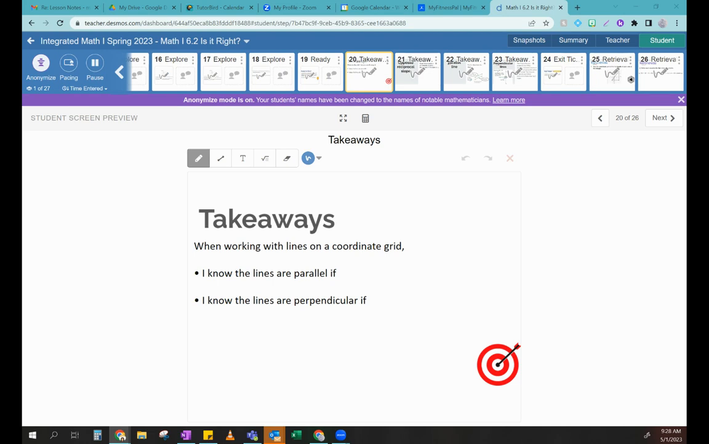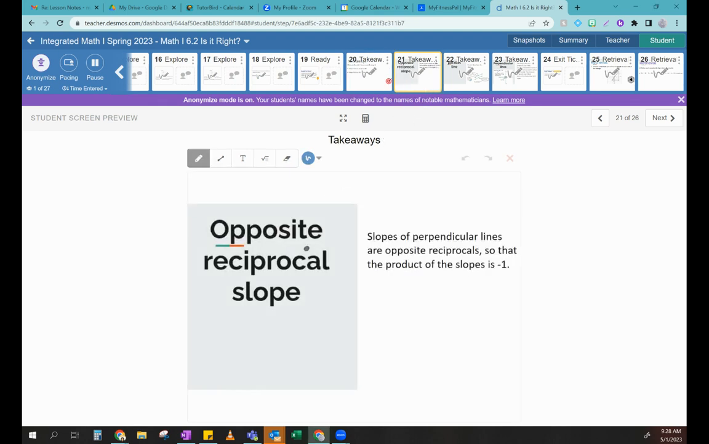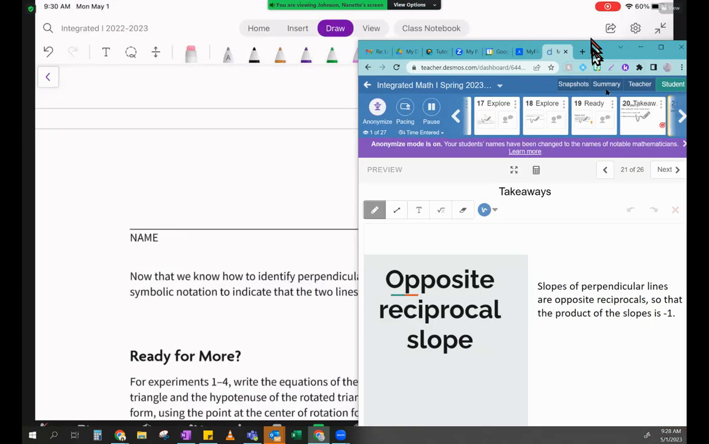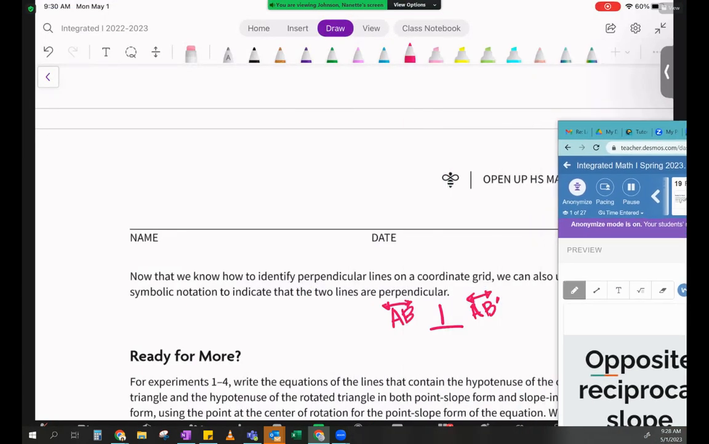Okay, so in terms of takeaways, I wanted to go over here. Today you were supposed to learn how to tell if lines were parallel and lines were perpendicular. So go ahead and fill that statement in. We also talked about opposite reciprocal slopes. And actually, we didn't talk about this, but that's how you know if the lines are perpendicular, if they're opposite reciprocals. An opposite means, just so that we're on the same page, when we were talking about slopes, right?